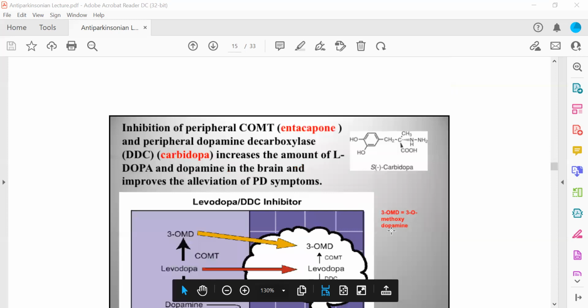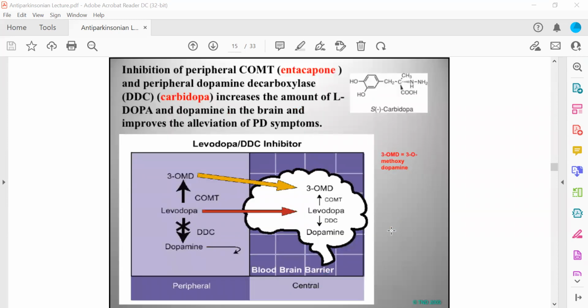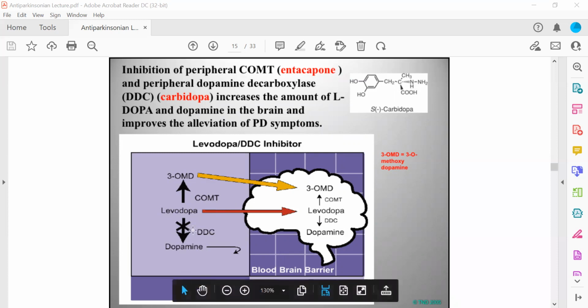But like I've previously said, these drugs are rarely used individually. So the main drug that is used with levodopa is carbidopa. Carbidopa is a peripheral dopamine decarboxylase inhibitor. So if we look, for instance, at peripheral levodopa, you can see here that levodopa, before it crosses the blood-brain barrier to reach the CNS, can undergo catabolism by the dopamine decarboxylase enzyme in the peripheral system into dopamine.